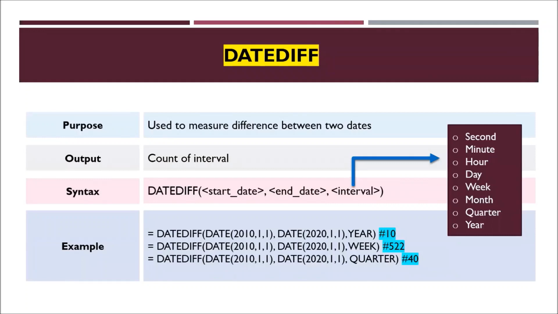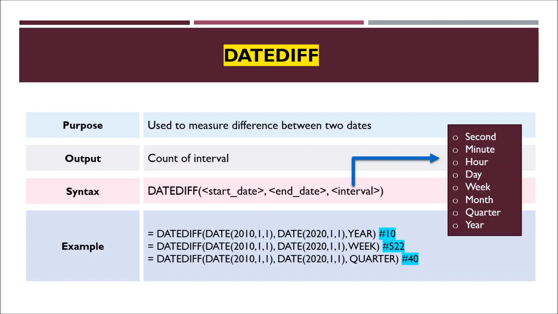Today we will see date time functions, namely dateDiff and dateAdd. So the first function is dateDiff. It is basically used to measure difference between two dates, and as a result the output is count of intervals, where an interval can be second or minute or hour or day, week or month or quarter or a year.